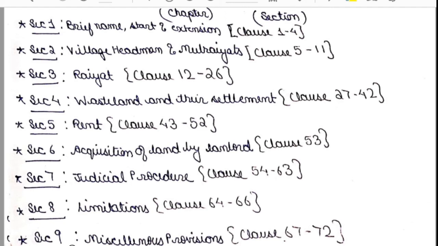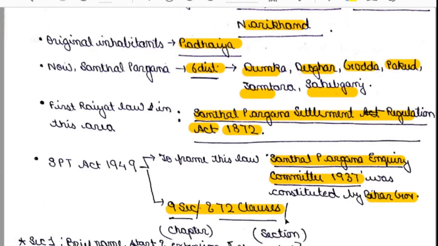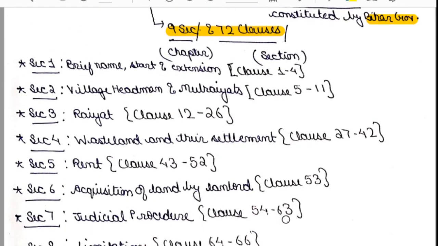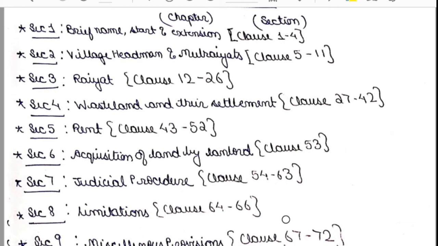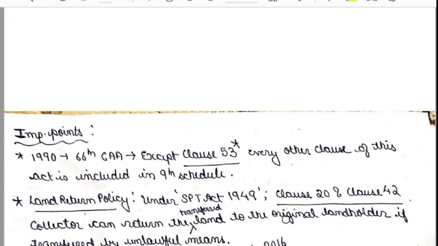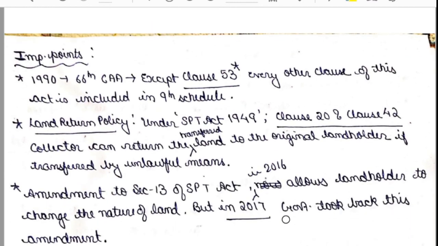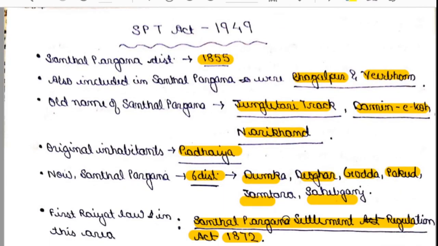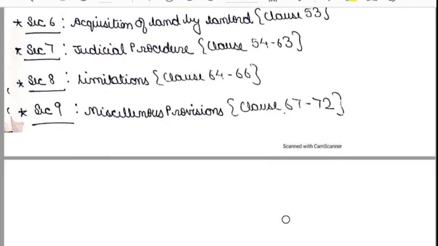Now the next section that we have is the ninth section and the last section. It consists of miscellaneous provisions. Okay, and clause number 67 to clause number 72 come under this section. So this was a brief overview of the sections and the clauses mentioned in the Santhal Pargana Tenancy Act of 1949. You should remember. Okay.